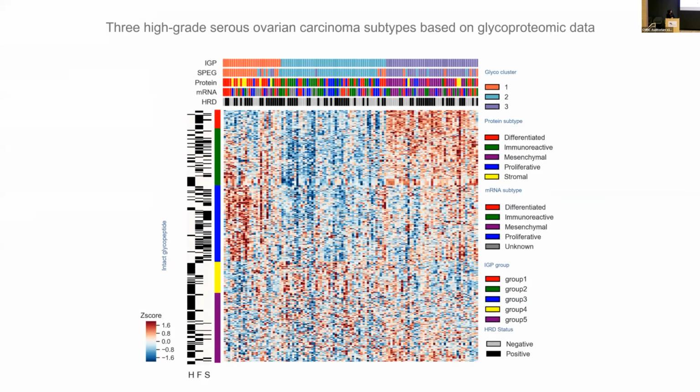When we overlay the glycoproteomic subtypes with the previous proteomics analysis and the TCGA study, we can see that subtype 1, which is a highly sialylated subtype, is correlated with the mRNA and protein subtype of differentiated tumors. Subtype 2, which highly overexpresses oligomannose, is correlated with the immune reactive and proliferative subtypes. And subtype 3 is related to the mesenchymal subtype.